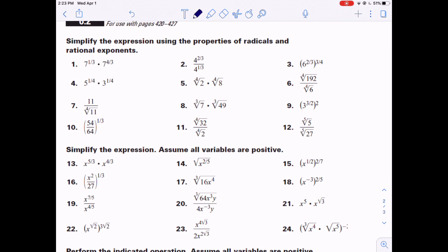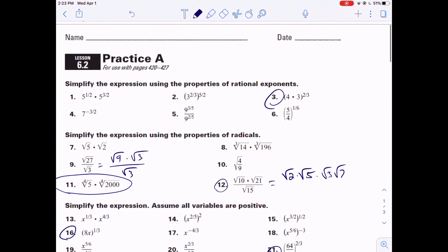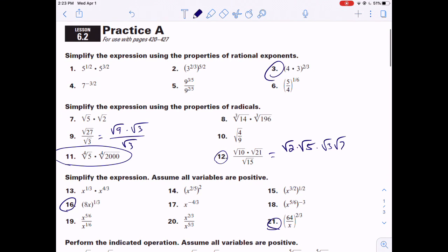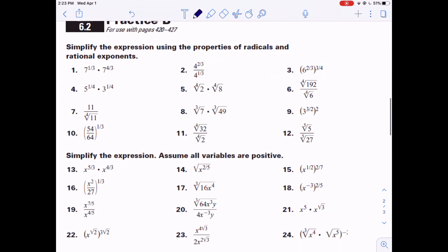So I'll assign some of these for you to do, and we'll try to go over these on Friday if you can't get them done. All right, so what I'd like you to try on the A side, pardon me, is 1 through 12. 1 through 12 on A. And then on B, try 1 through 12 there as well. And we can talk about those on Friday. All right, folks, have fun.